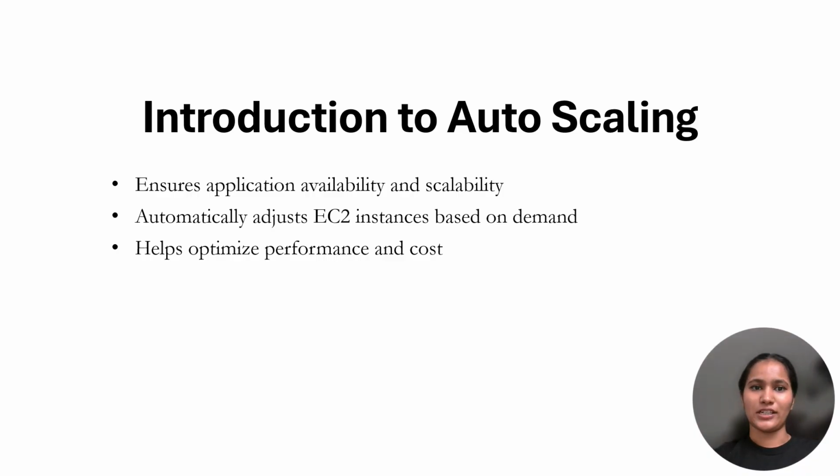Introduction to auto scaling. Let's begin by understanding what auto scaling is. In AWS, auto scaling helps us automatically manage the number of EC2 instances running our application. It can add more instances when demand increases or remove instances when demand drops. This not only ensures that our application performs well, but also keeps cost under control since we only pay for what we use.